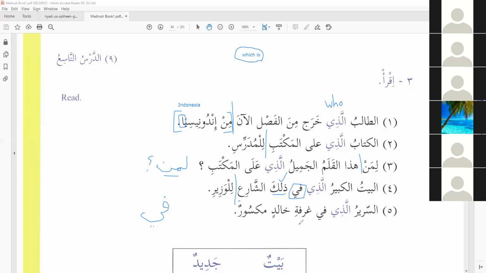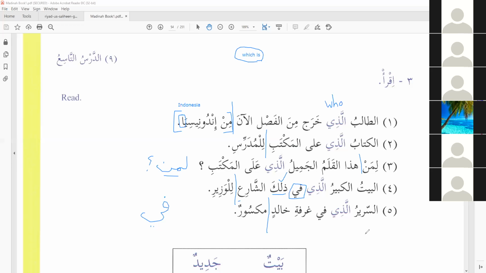Where is the end of the mubtada and the beginning of the khabar? Okay, so hold on. السرير الذي في غرفة خالد is the مبتدا. MashaAllah. Ya salam. Exactly. Because all of that is just a prelude.